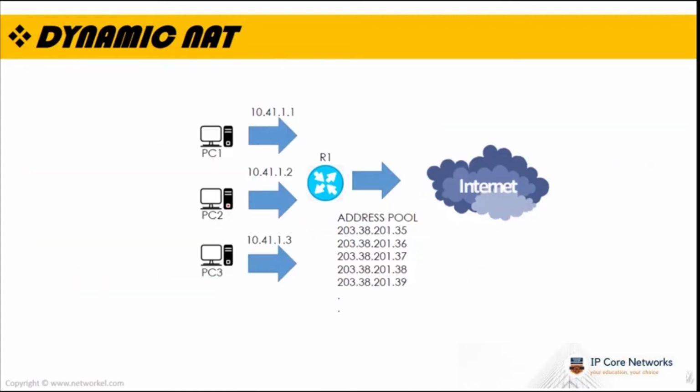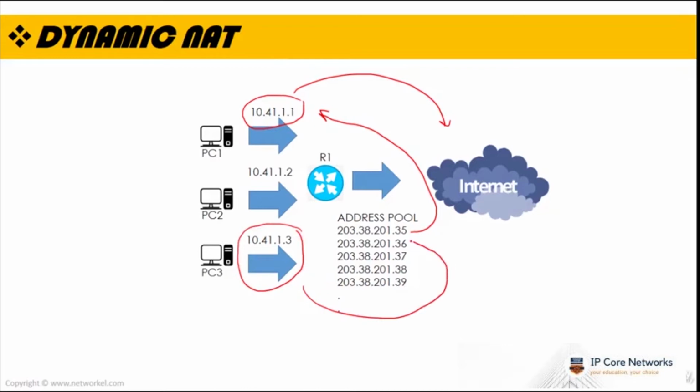In the dynamic NAT method, a public IPv4 pool is configured on our router, and IP addresses are assigned with the first come, first served rule. For example, if this guy wants to surf on the internet, he'll get this IP address from this pool. If secondly, PC3 wants to surf on the internet, this guy will get this IP address. And if PC2 wants to surf too, it's going to take this IP address.